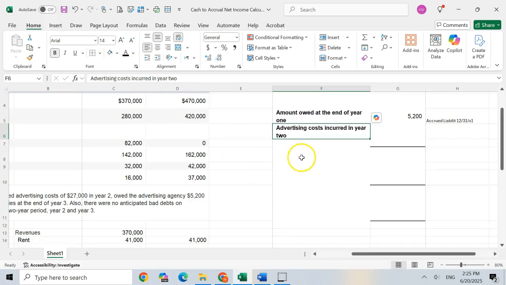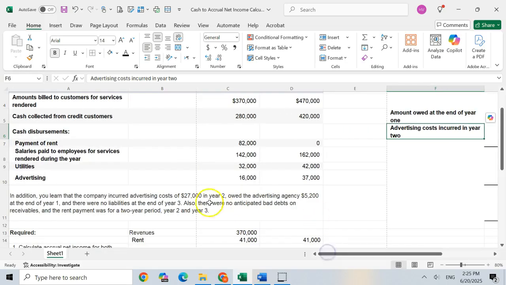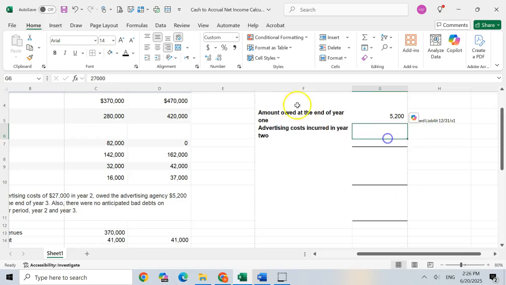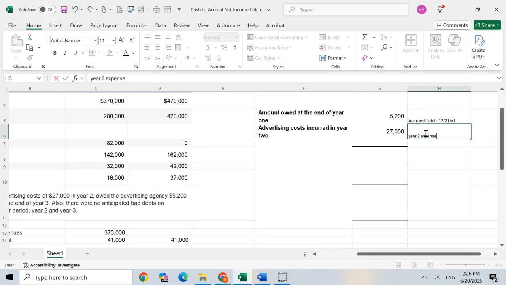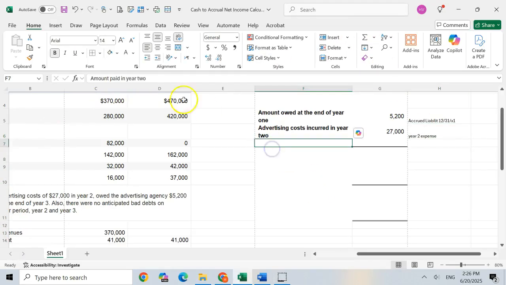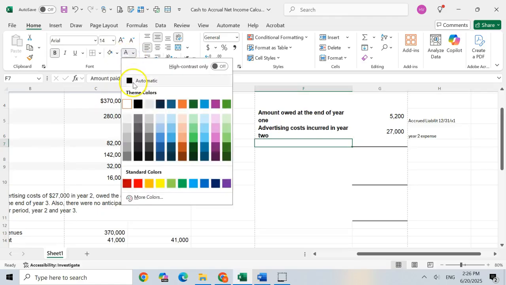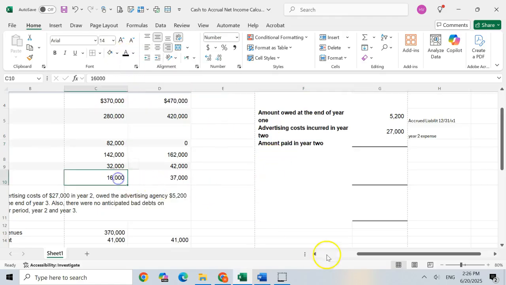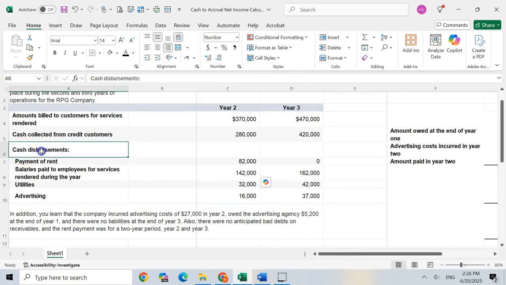It also tells us the advertising costs that were incurred in year 2, which were $27,000. You learned that the company incurred advertising costs in year 2 of $27,000. So we learned that. Because we learned that advertising costs incurred, that's really the year 2 expense. And next, the problem also tells us the amount that was paid in year 2, and that's given to us right in the problem for the cash disbursements right here.